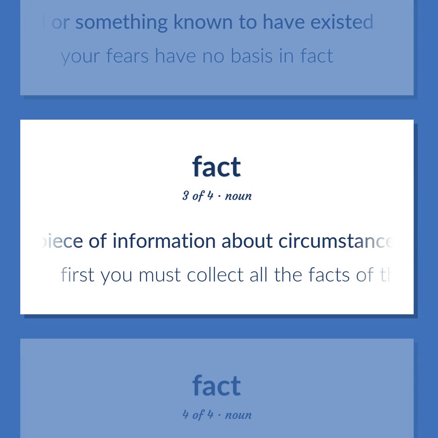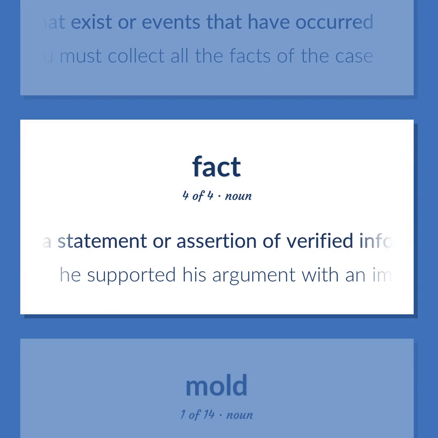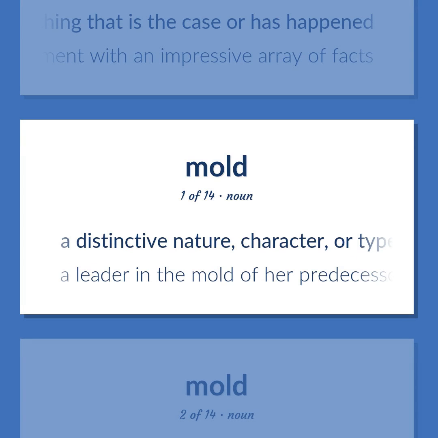A piece of information about circumstances that exist or events that have occurred. First, you must collect all the facts of the case. A statement or assertion of verified information about something that is the case or has happened. He supported his argument with an impressive array of facts. A distinctive nature, character, or type. A leader in the mold of her predecessors.